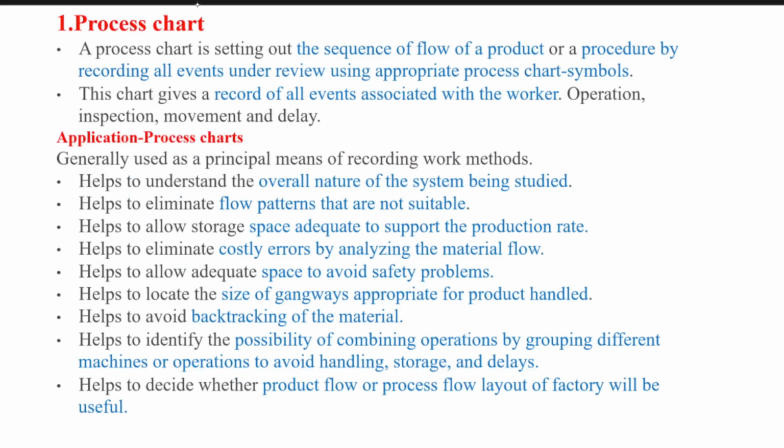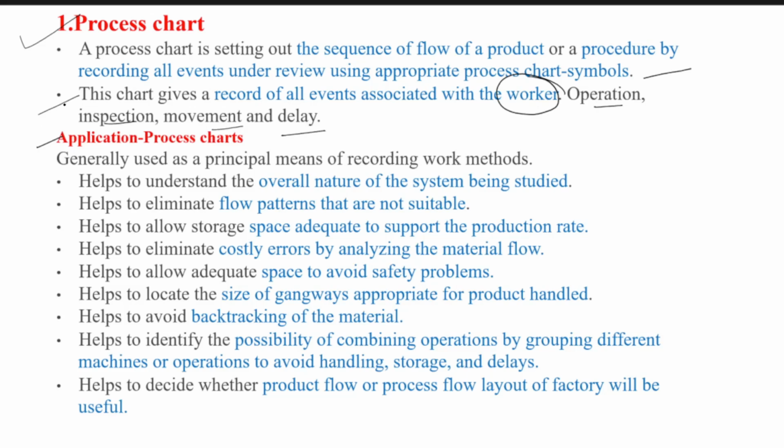So, what is a process chart? As the name suggests, a process chart sets out the sequence of flow of a product or procedure by recording all events under review using appropriate process chart symbols. In this method study, as I already told you, we are using some symbols. This chart gives a record of all events associated with the worker: operation, inspection, movement, and delay.